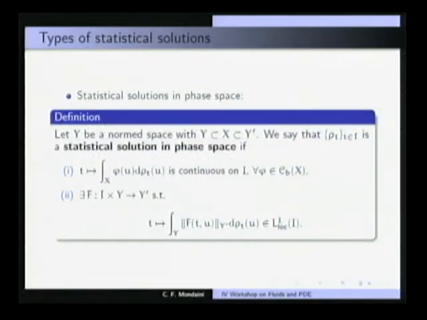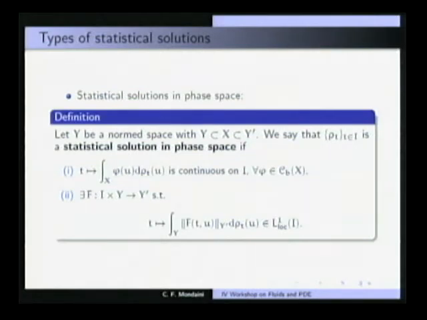Then we have statistical solutions in phase space. So we define this considering a normed space Y, satisfying these inclusions. We have Y containing X, and which is contained in Y prime. And then we say that a family of measures rho t is a statistical solution in phase space if, first, they satisfy this sort of continuity condition with respect to the time variable. So the mapping which takes t to the integral of phi with respect to rho t is continuous on I for every bounded and continuous function phi in the phase space.